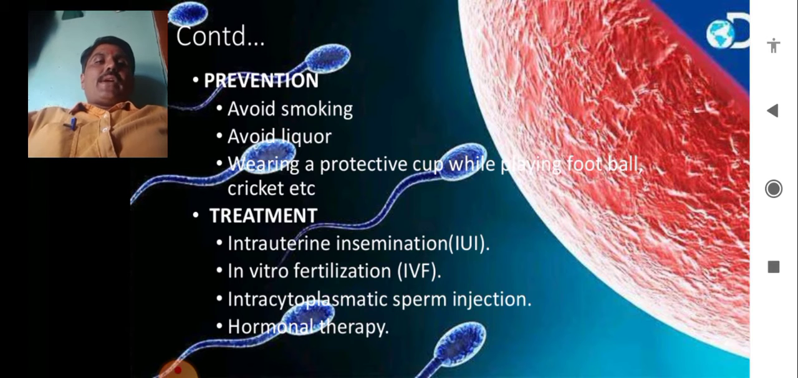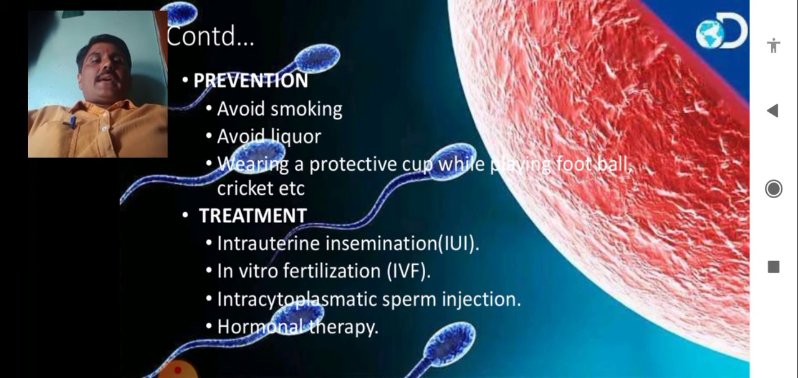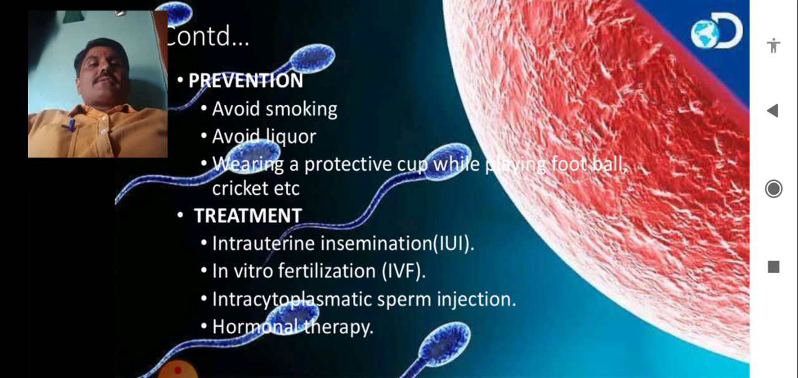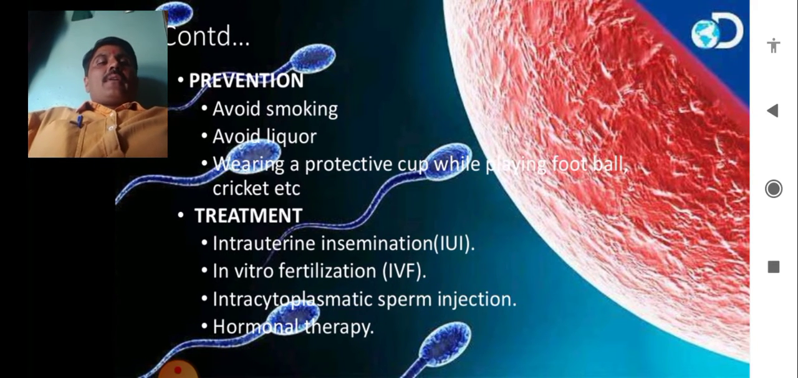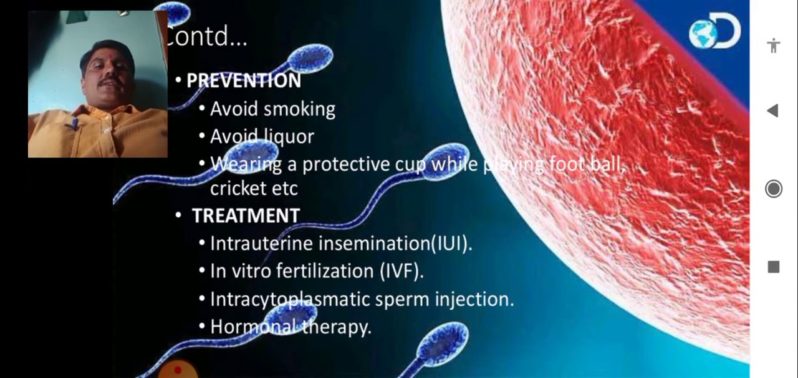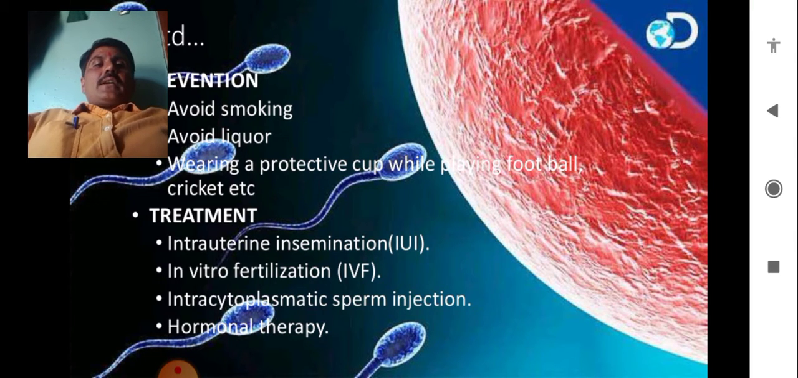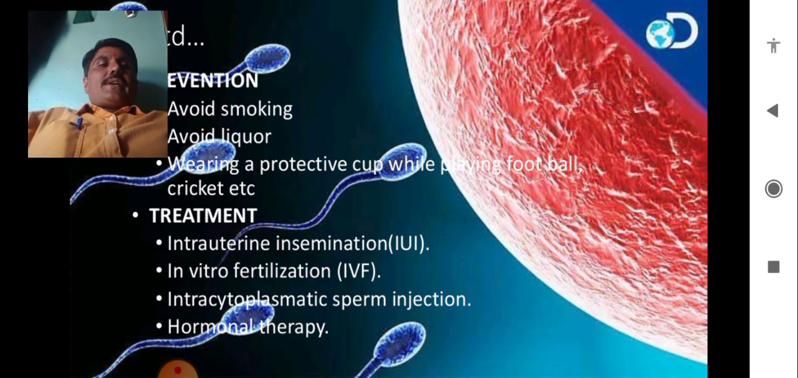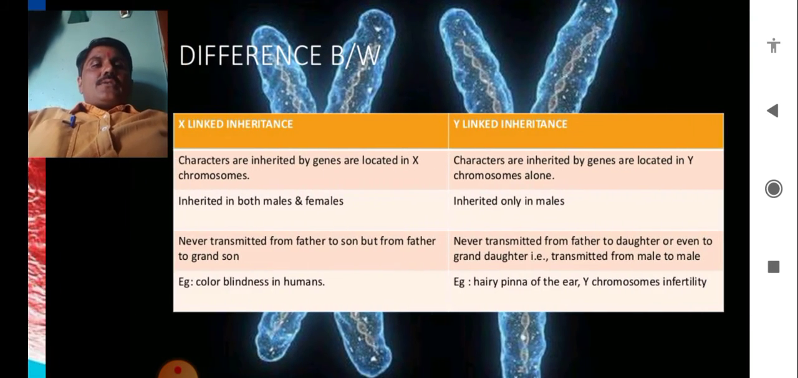So what will be the prevention? Avoid smoking and liquor, and wear a protective cup when playing football, cricket, etc. Treatment includes in vitro fertilization, intracytoplasmic sperm injection, hormonal therapy, and so on.